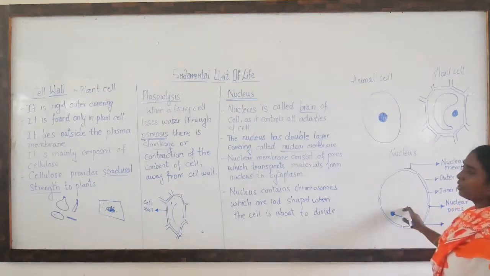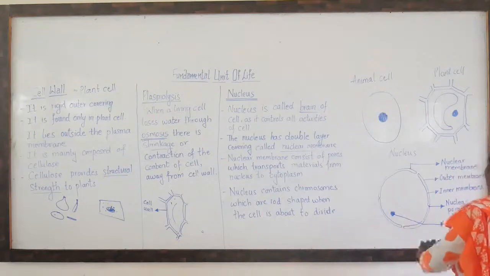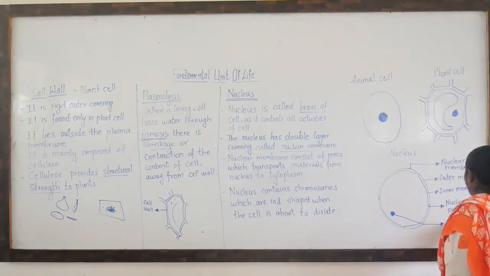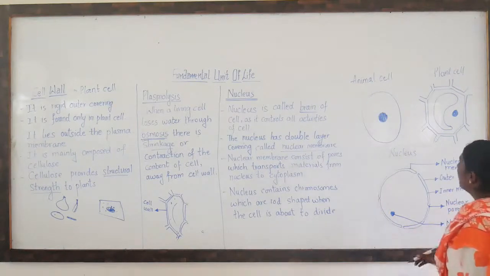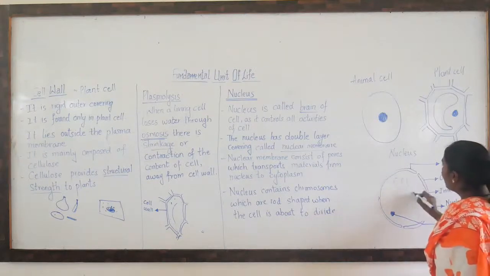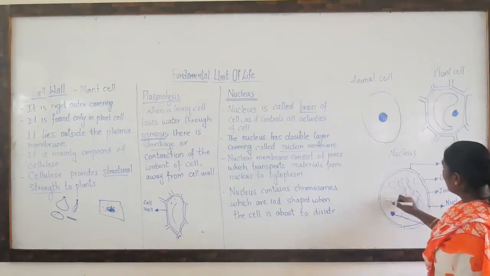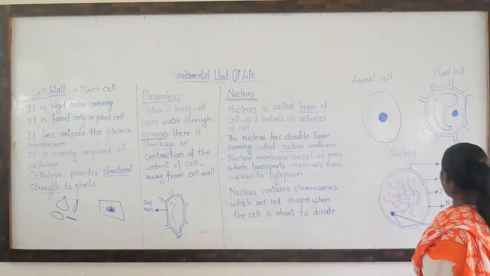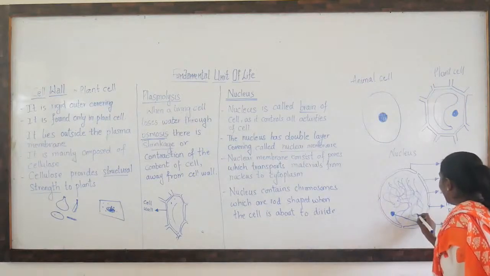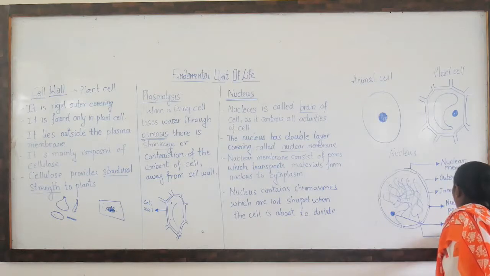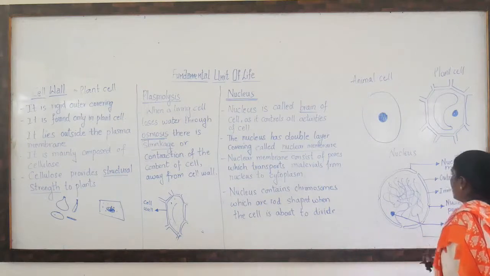There is not much detailed study for you at this level, okay? You just need to label it nucleolus. And inside the nuclear membrane, there are thread-like structures, okay? These thread-like structures are called chromatin fibers. So this is all about the structure of a nucleus.